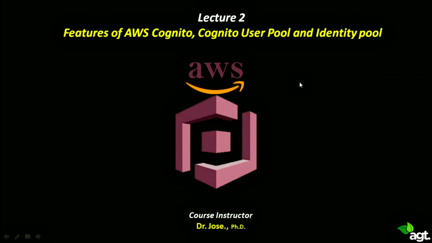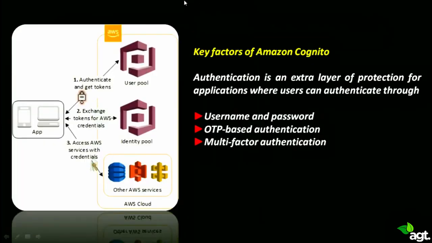The topic name is Features of AWS Cognito and Cognito User Pool and Identity Pool. So what about the key factors of Amazon Cognito? Authentication is an extra layer of protection for applications where users can authenticate through, number one, username and password, OTP based authentication, and multi-factor authentication.